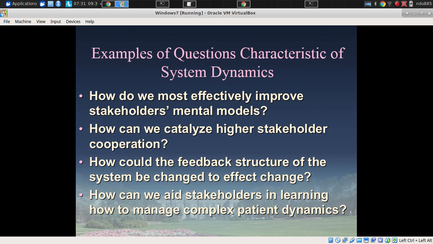So, common questions in system dynamics. How do we most effectively improve the clarity of stakeholders' mental models? How can we catalyze higher stakeholder cooperation? This is a big goal of a lot of modeling projects in system dynamics. You may think of modeling as a better way to get a good answer, a more reliable, robust, quick answer. You may think of it as a learning opportunity, and that very much comes out of the system dynamics area. But a lot of models in system dynamics are designed to stimulate cooperation between groups that otherwise work at loggerheads.